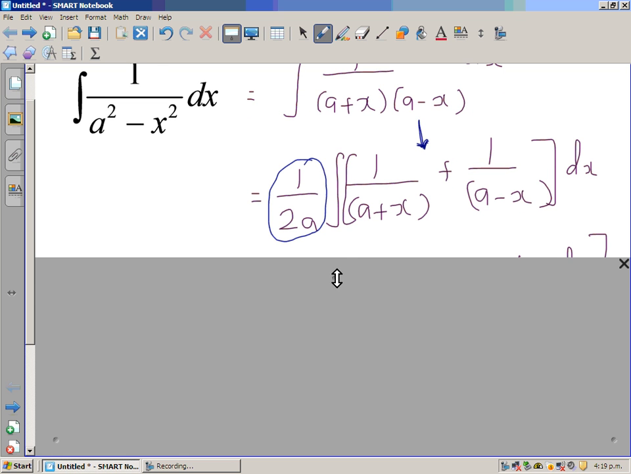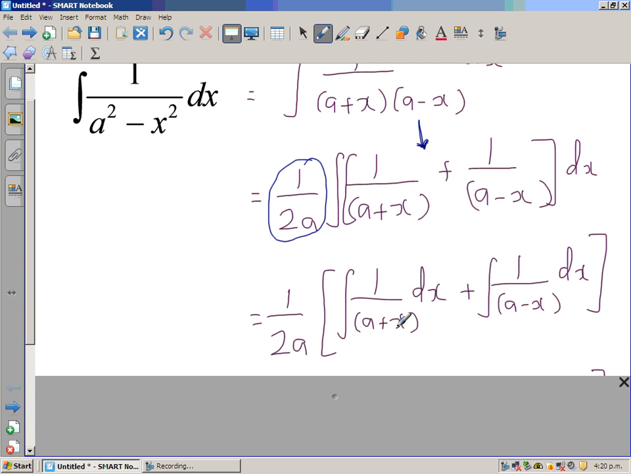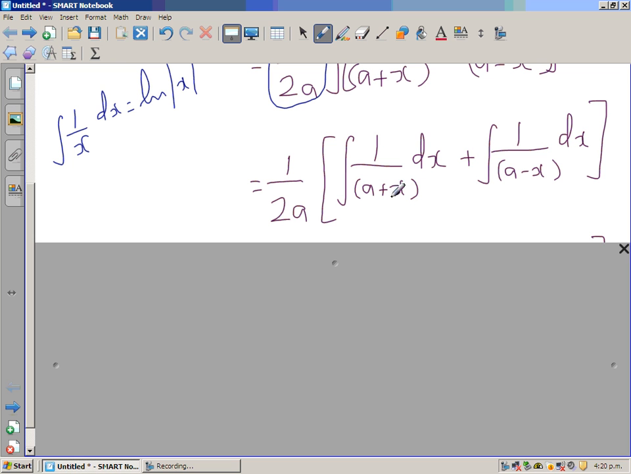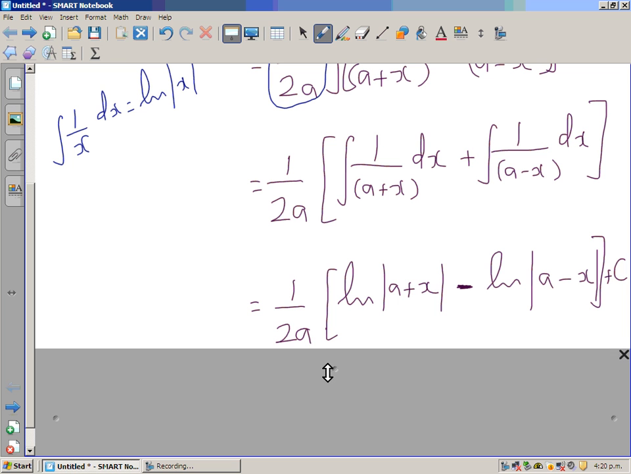Now this is a constant, so you can distribute the integration to both these fractions. So this is 1 over 2a times the integration of 1 over a plus x dx plus the integration of 1 over a minus x dx. Okay, now the integration of 1 over x dx is natural log of x. So using that formula, here we have to use the inverse chain rule. Here the coefficient of x is 1, so you have to multiply by 1 there. So actually, it doesn't make any difference. So this is natural log of a plus x.